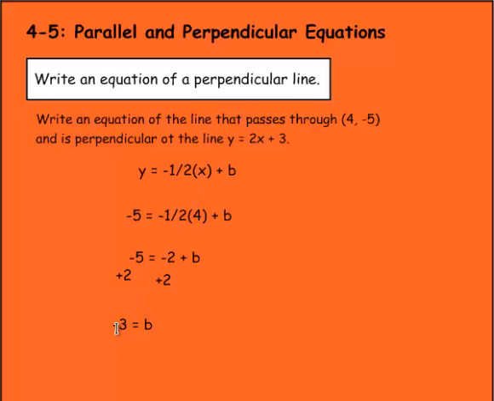So if I plug in negative 3 for b in this equation, that would be my full equation that is perpendicular to this line. As you can see, there's the negative reciprocal, and then there's the y-intercepts. The y-intercepts don't matter too much. It'll still create a perpendicular angle no matter where it crosses.